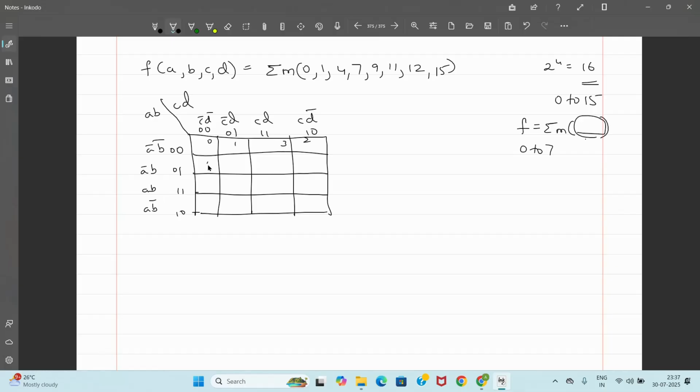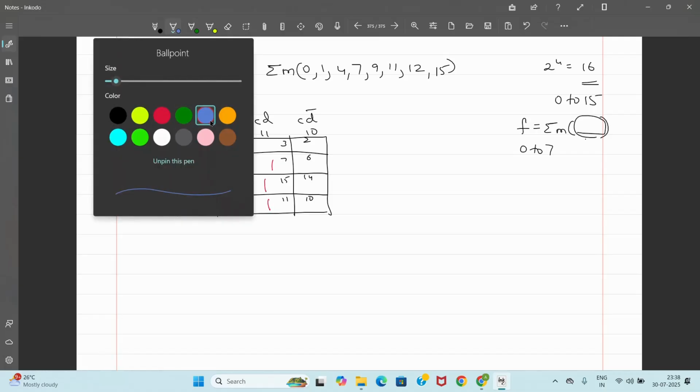And please remember how to number this. You can go back to the previous lecture and check the numbering, how to draw the K-map for four variables. Next step is again to put ones in the cell numbers mentioned in the question: 1, 4, 7, 9, 11, 12, and 15.